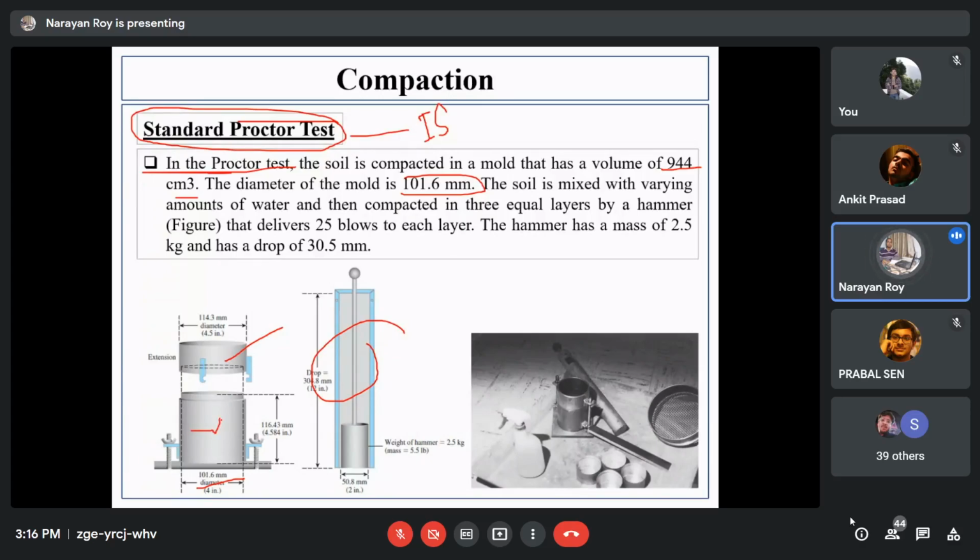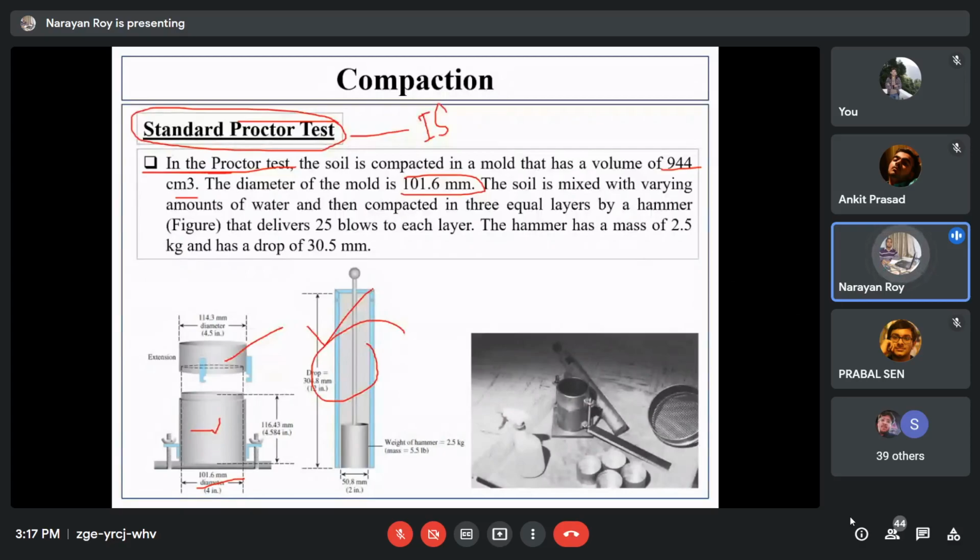First you fill a layer, then you compact that layer using this hammer with 25 blows. Once the 25 blows are completed, you add the next layer, and similarly you apply another 25 blows and compact the second layer. Then you add the third layer, and again you apply 25 blows. In this way you finish compacting the soil in 3 layers using 25 blows.